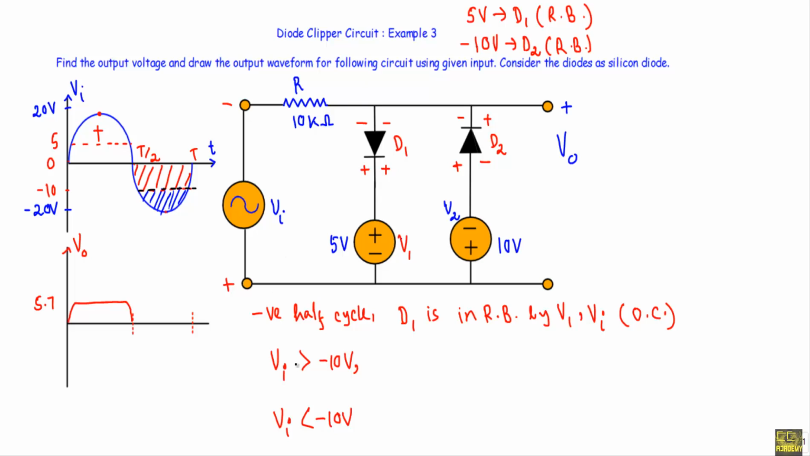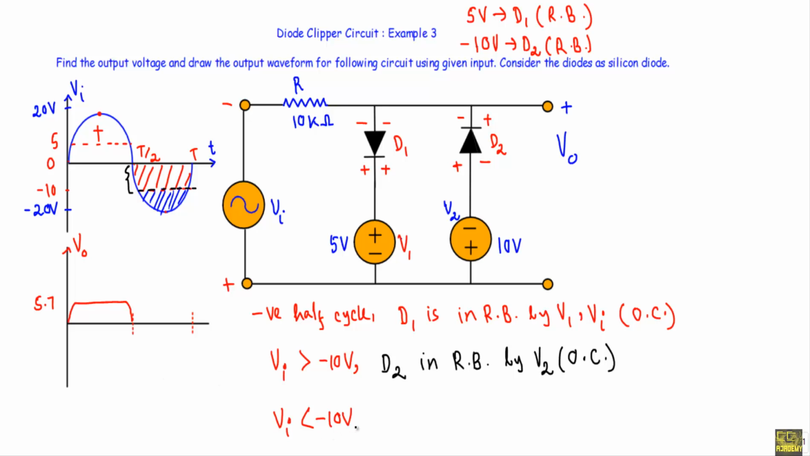See, when Vi will be greater than minus 10 volt, or when Vi will be in this region, you will see the diode D2 will be in reverse bias due to this V2. In that case, I can replace that with an open circuit.